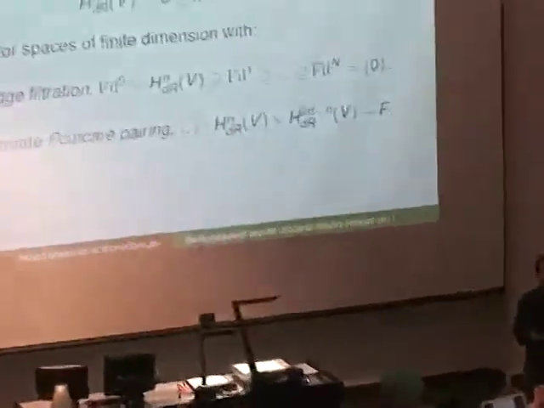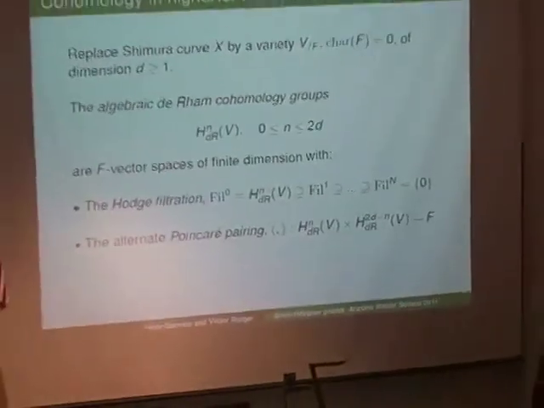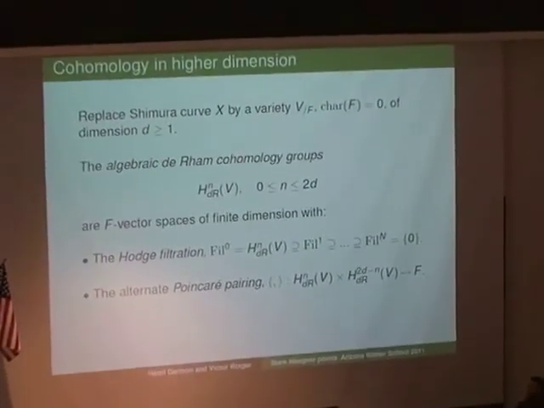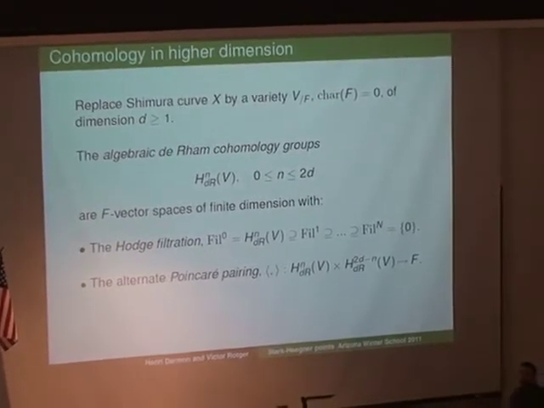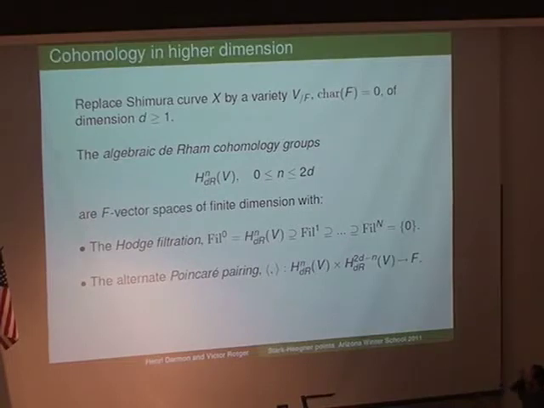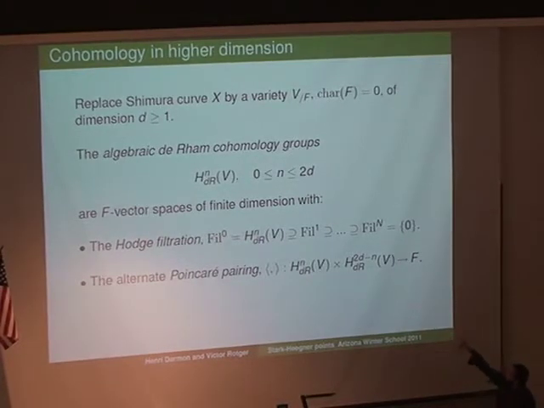So if V was defined over Q, these are Q vector spaces of finite dimension, and they are equipped with two structures. One is a filtration, which people call the Hodge filtration, which is a decreasing filtration. So it starts with the whole thing, and it goes down to 0. And the other is a pairing, which is alternate. So if the dimension is d, for any n between 0 and 2d, there is an alternate pairing between H^n and H^(2d-n).